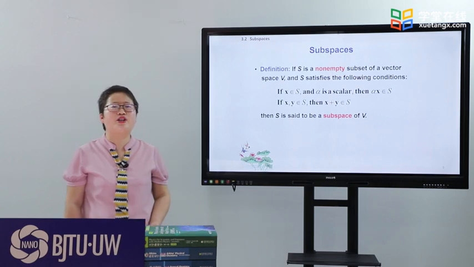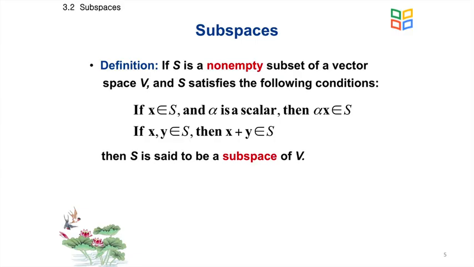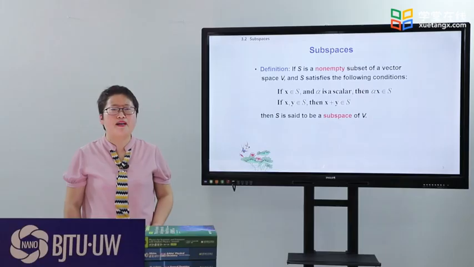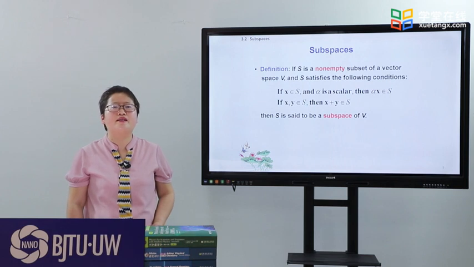So we have this definition. If S is a non-empty subset of a vector space V, and S satisfies the following conditions: if x belongs to S and alpha is a scalar, then alpha x is also in S; if x, y belong to S, then x plus y is also in S. Then S is said to be a subspace of V.